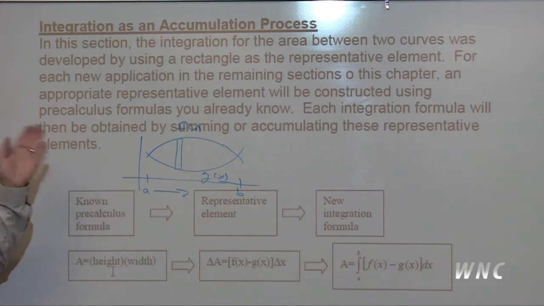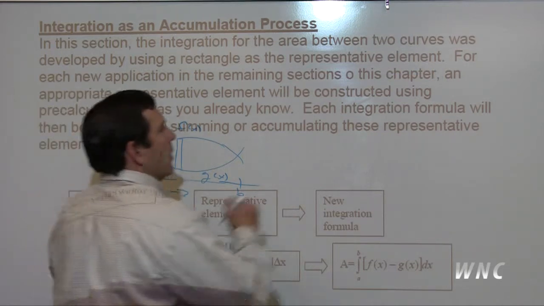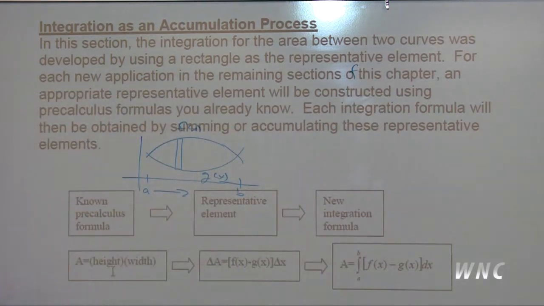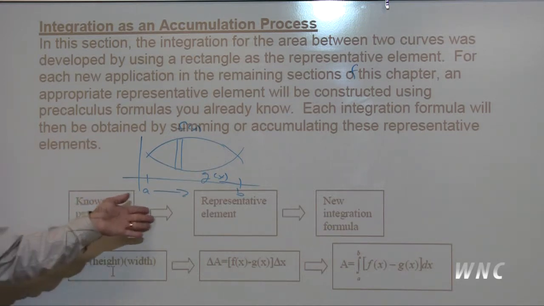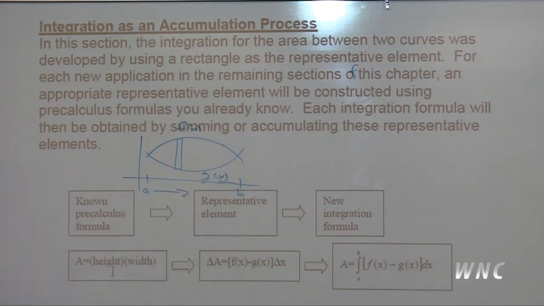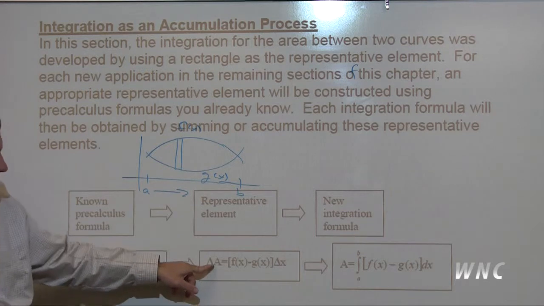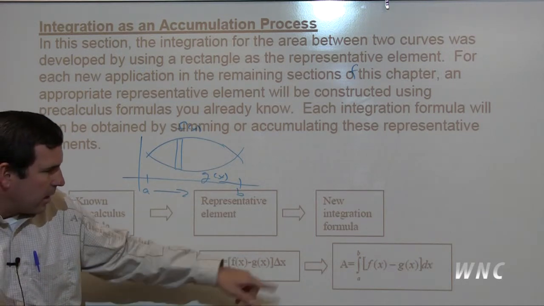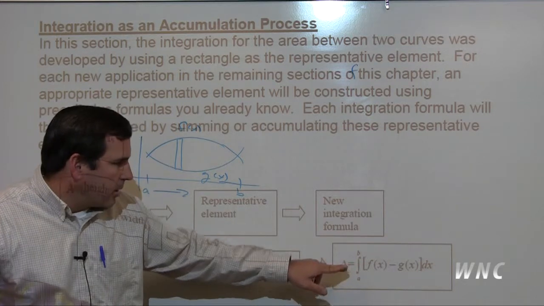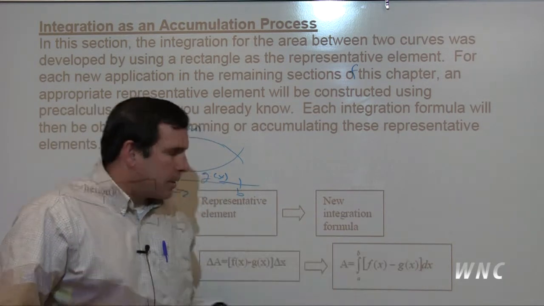For each new application in the remaining sections of this chapter, an appropriate representative element will be constructed using pre-calculus formulas you already know. And each integration formula will then be obtained by summing or accumulating these representative elements. So we take the known pre-calculus formula, use a representative element, and then we get the new integration formula. For example, for area, area is height times width, that's the area of a rectangle. The change in area is going to be f of x minus g of x delta x. And the integration formula is the integral from a to b of f of x minus g of x dx.